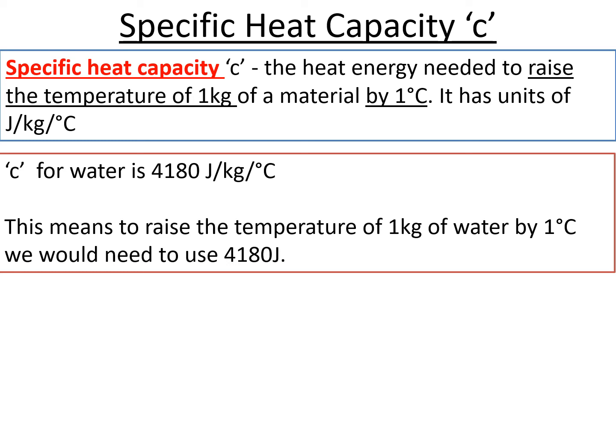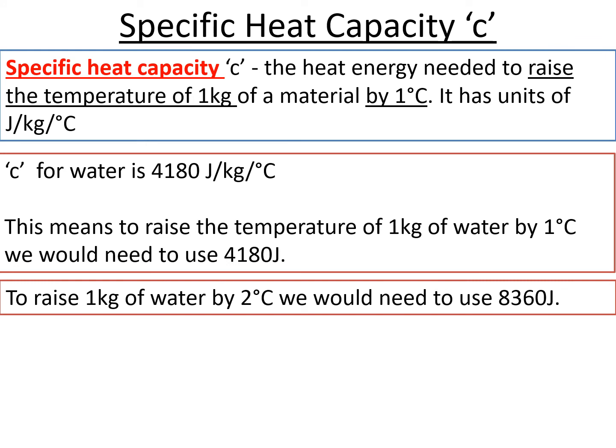And this is one of the reasons why we use it in central heating. So to raise 1 kilogram of water by 2 degrees Celsius, we need to use double that amount. If you do 4,180 times 2, you should get 8,360 joules. And that's because of the units there. It says joules per kilogram per degree Celsius. If you change the temperature by 2, that means you've got to double the amount of energy that you're using.